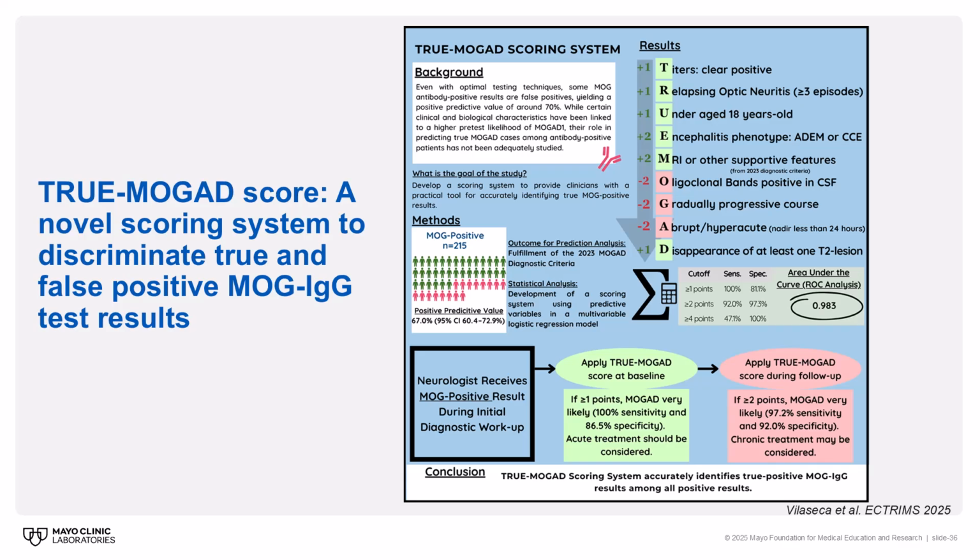And then in follow-up, if you have disappearance of at least one T2 lesion, that is also a mark in favor of MOGAD. And what you'll see here is the area under the curve is excellent for this analysis. And if you have greater than 1 point, you have 81% specificity. If you have greater than or equal to 2 points, 97% specificity, and greater than 4 points, you'll have 100% specificity, but lower sensitivity. So this is a scoring system that can be helpful in clinical practice.